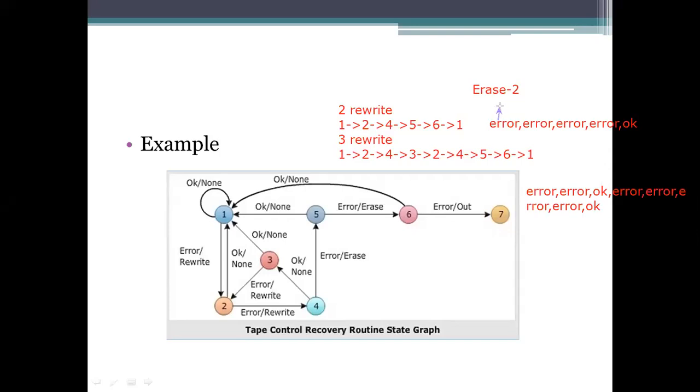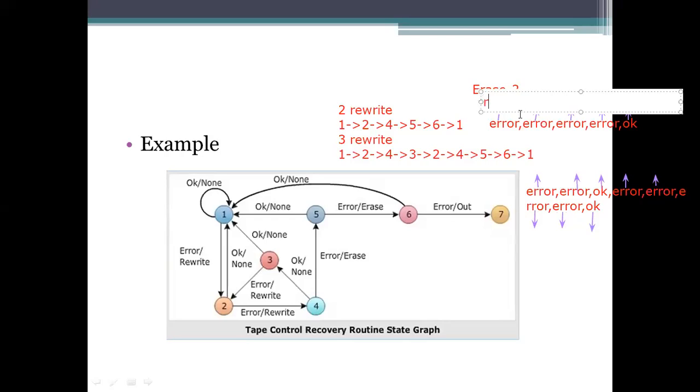So here, for each and every input, I need to specify what the output is, that is, what action we need to perform. The first one, error: in that first one, what do you need to do? We need to rewrite here. And in the second one, error, in the first one we are performing error and rewrite here.